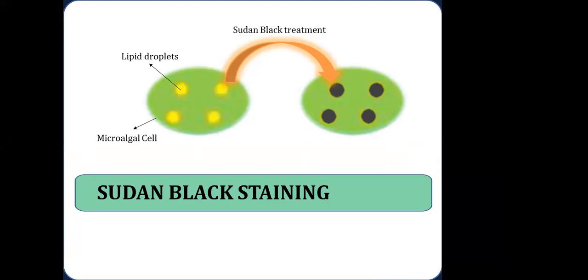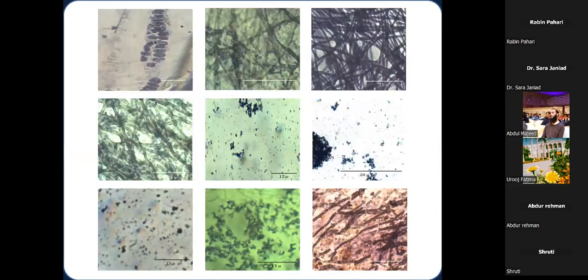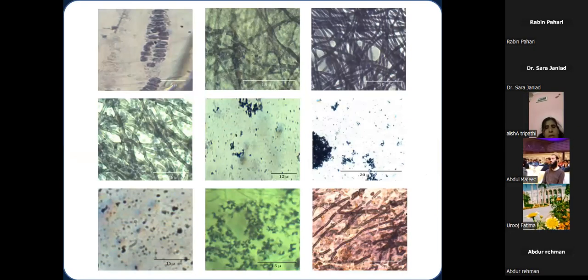So I was discussing the techniques which we can use for the detection of the lipids within the microalgae and the cyanobacteria, and for that we can use the Sudan black stain. As the name represents, the black color would appear for the detection of the lipids within the microalgal cells. And here are the results which have been shown for the unicellular and the filamentous microalgal cells.